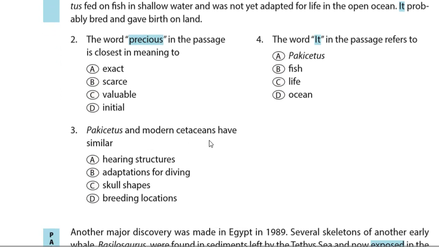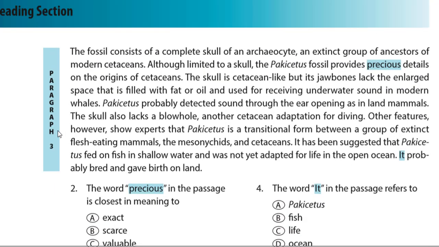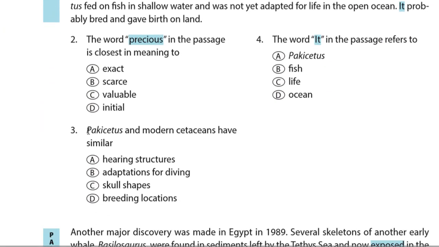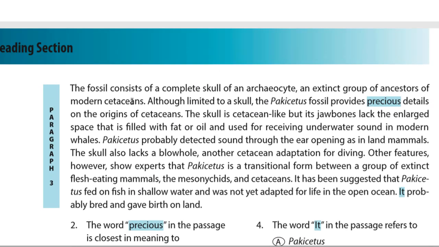Pakicetus and modern cetaceans have similar. You may pause the video and solve it, then we're gonna solve it together. Alright, the keywords here are Pakicetus and modern cetaceans. We're gonna find the keywords in the passage. Modern cetaceans, Pakicetus. Okay, we found the two words. We're gonna read from the beginning of the sentence.